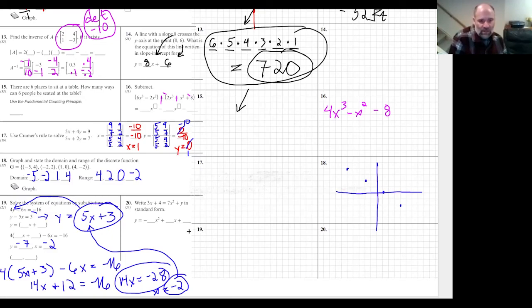Sorry to go quick. Write this in standard form. Oh, no problem. Just write it in descending order. And for some reason, they put the negative over here. So all you're doing is moving all this stuff over here. I don't know why they did it that way. Standard form is nice when the x squared term is negative. So when you pull it over there, you get negative 7x squared.